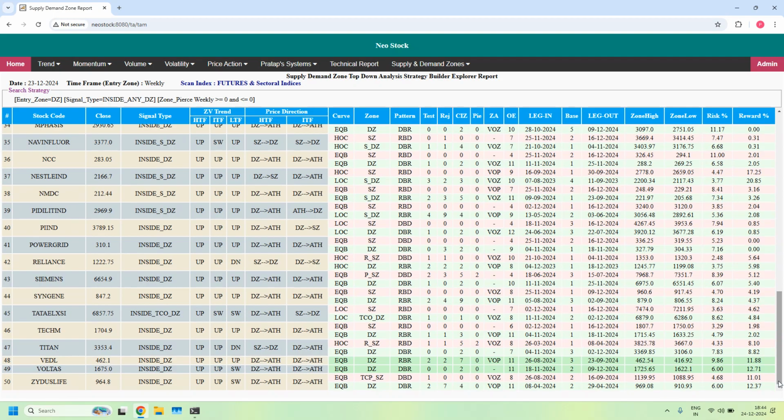So total 50 stocks are filtered where price closed inside the weekly demand zones. Okay, out of these 50 weekly demand zones, how many are having a weekly EMA Confluence? Let us filter.